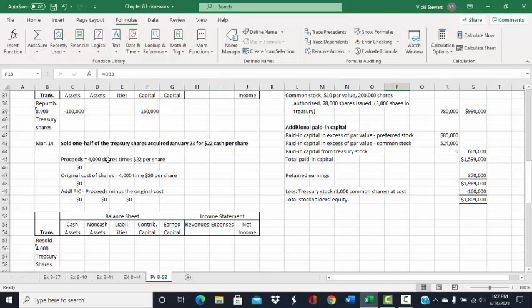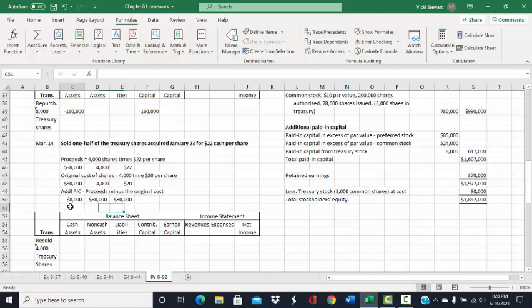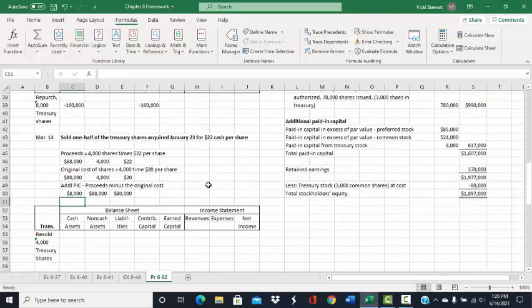On March 14th, we sold one half of the treasury shares that we acquired on January 23rd, and we received $22 cash per share. We purchased 8,000 shares, so if we sold half of those, that's 4,000, and we multiply that by $22 per share to get the proceeds of $88,000. We need to determine the original cost of the shares, and that was $20 per share. So the original cost was $80,000.